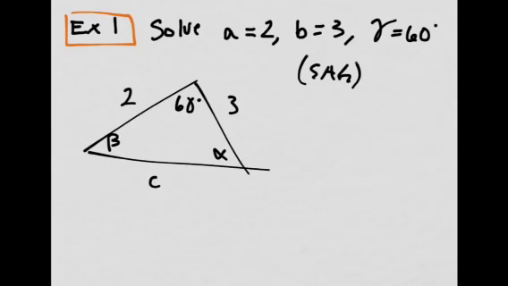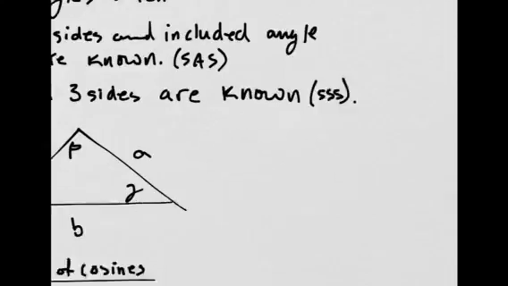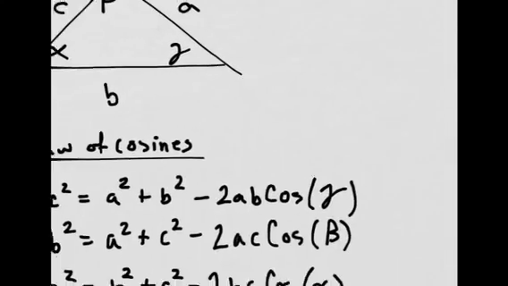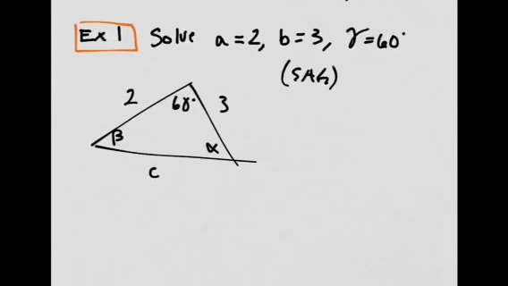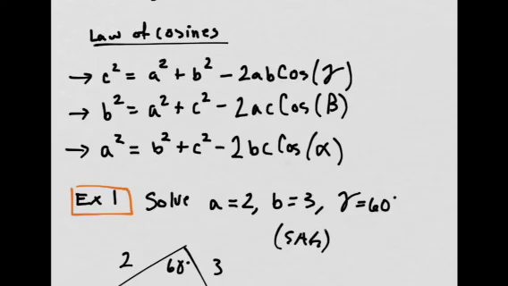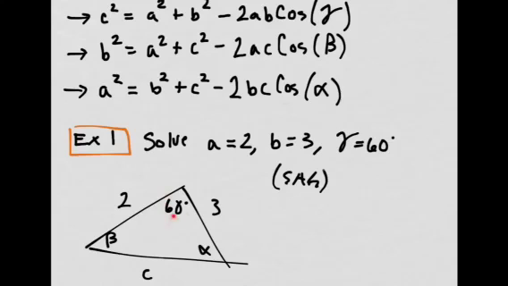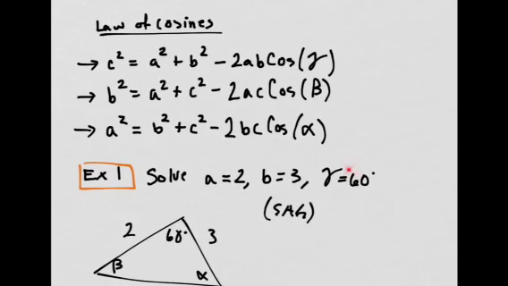right? That's what we were thinking about before. We can solve side angle side cases with the law of cosines. So let me write down the law of cosines. I'm going to find C first. I don't know what C is. So let's use this one because I know what gamma is. That's how I decide: what angle am I given? I know what gamma is, so I'm going to use that first one.